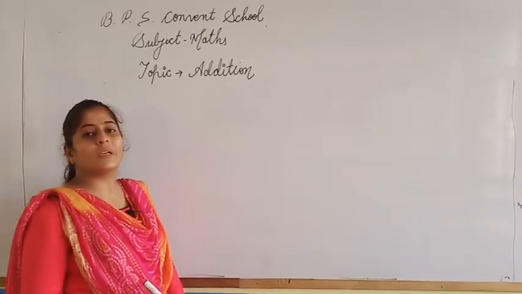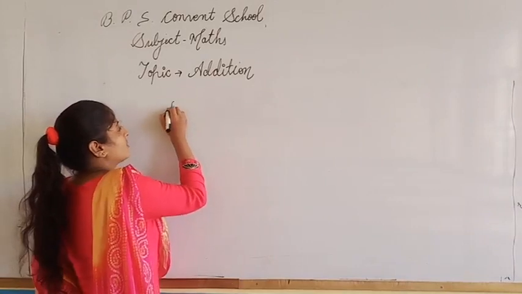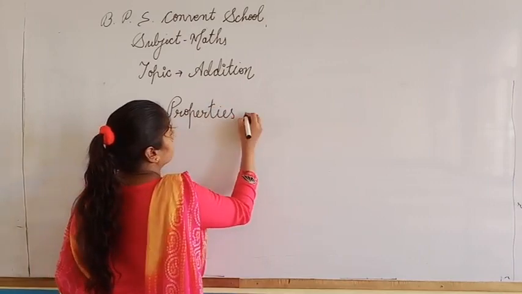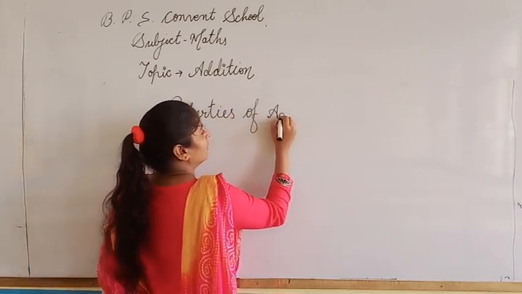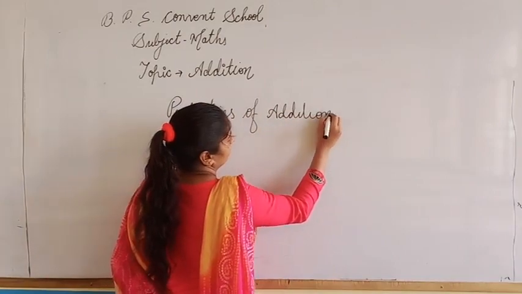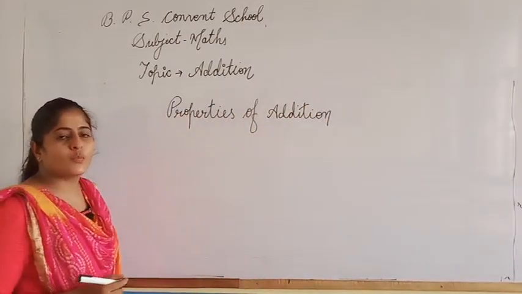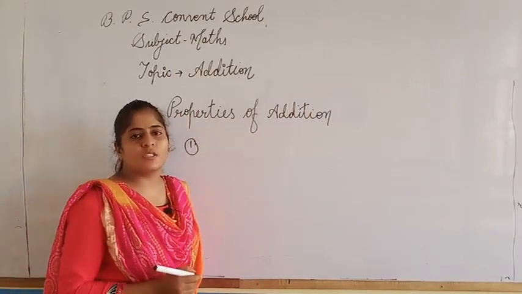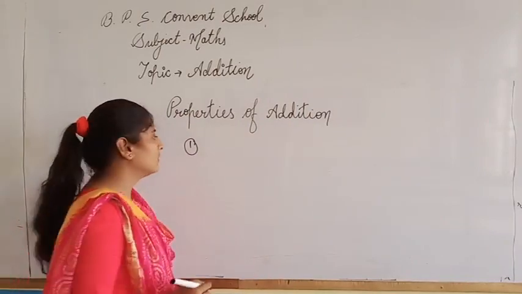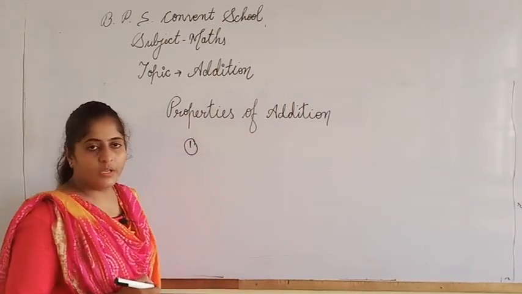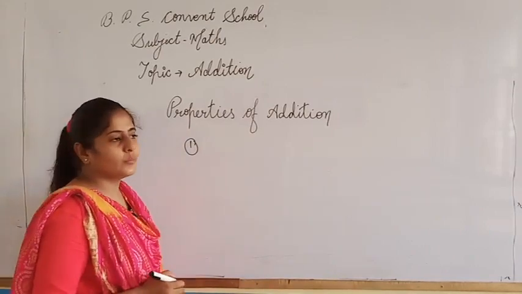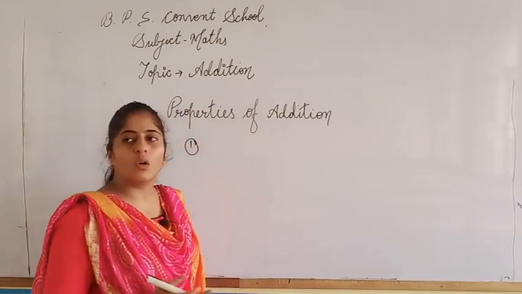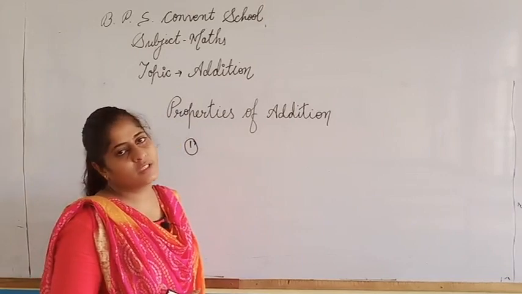Next is properties of addition. Addition has some properties. The first property of addition is when we change the order of addends, the answer, it means the sum, remains the same. It means changing the order of addends doesn't change the sum.